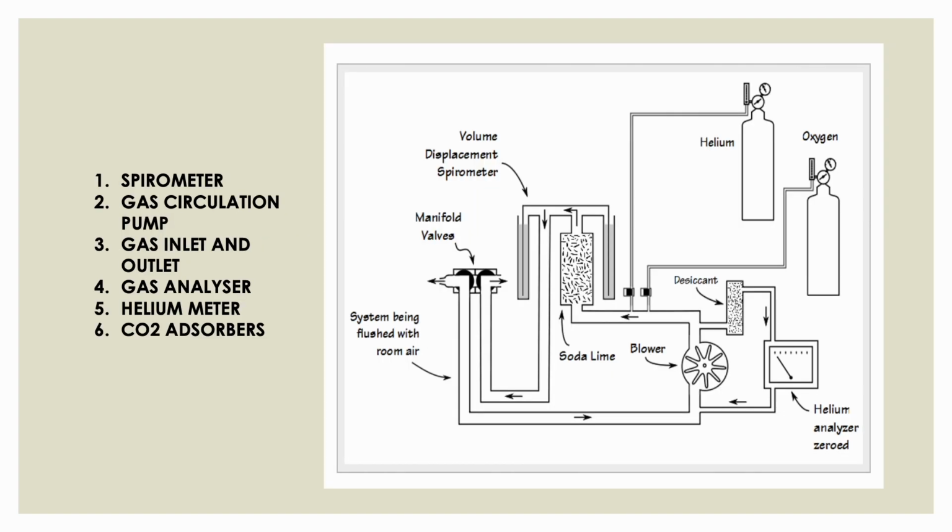So this is how the system actually looks schematically. You will have a spirometer. Most of the time you'll have a volume spirometer. In the spirometer, you will have a helium and oxygen mix and the gas circulation pumps. You will have analyzers that are going to analyze the helium, a helium meter, and blowers that can mix the air in the entire system, and carbon dioxide absorbers that will absorb the expired carbon dioxide to prevent its volume from over or underestimating what we are going to be estimating finally.